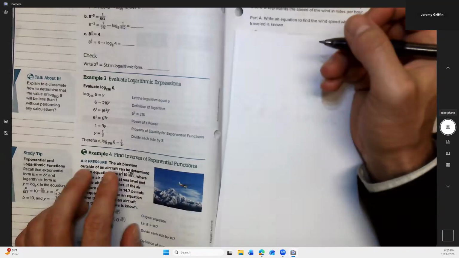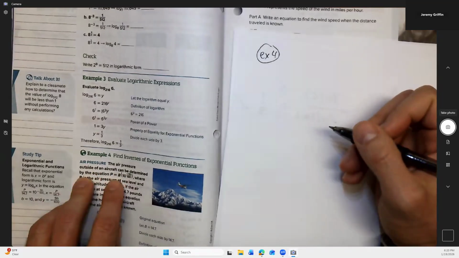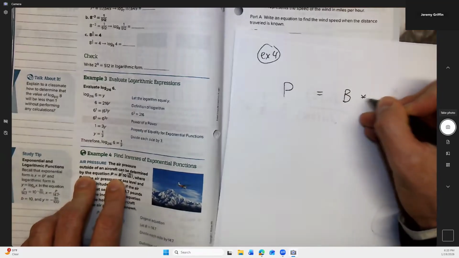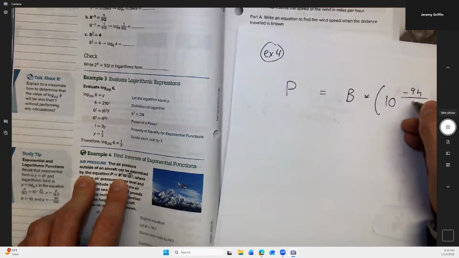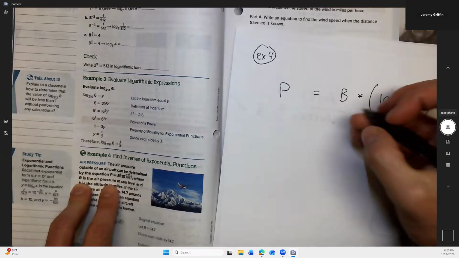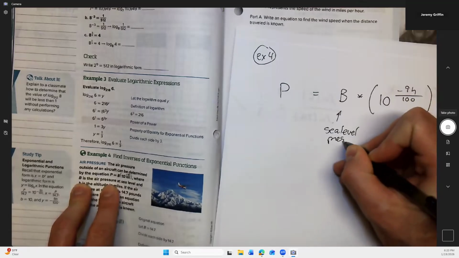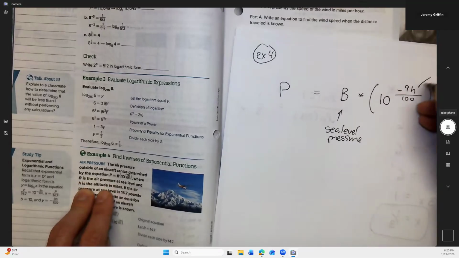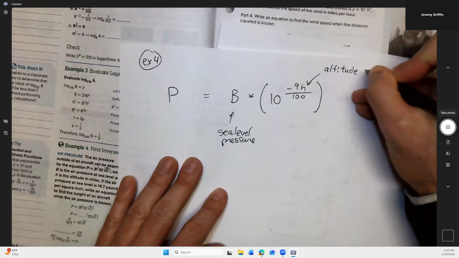Inverses of exponential functions. We've got a story going on here. The air pressure outside an aircraft can be determined by the equation P equals B multiplied by 10 to the negative 9H over 100. That looks like it's all in the power there. Where B is the air pressure at sea level, so I'll call it sea level pressure, and H is the altitude in miles.